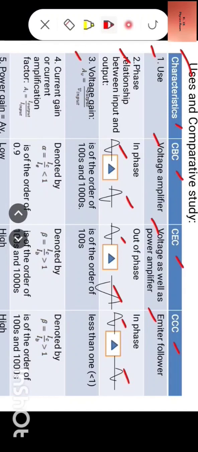Now third, voltage gain. Voltage gain AV is equal to V output over V input. In case of common base configuration, voltage gain AV is of the order of hundreds and thousands. In common emitter configuration, voltage gain AV is of the order of hundreds.